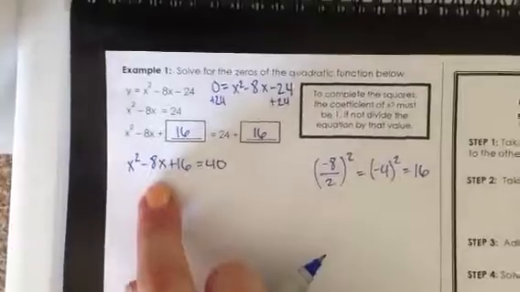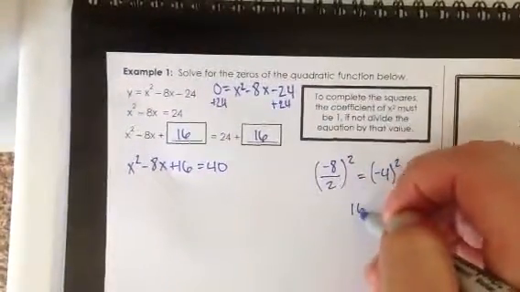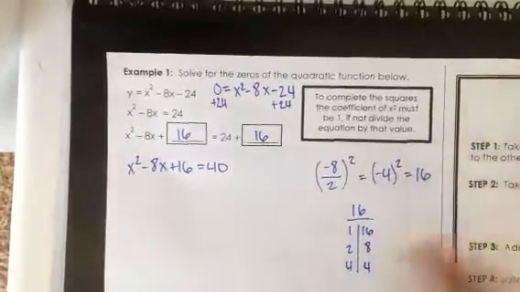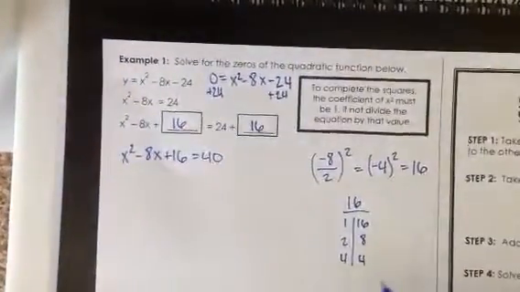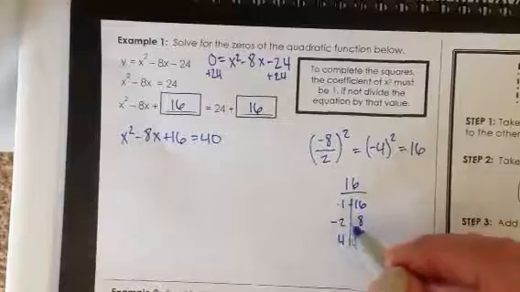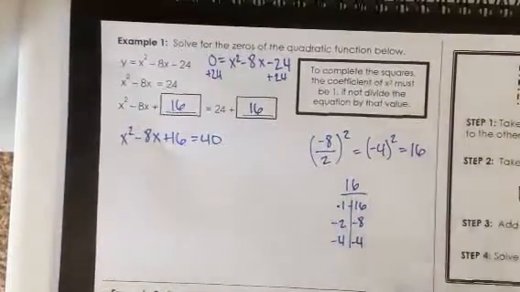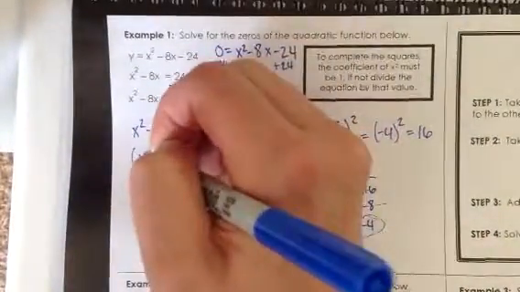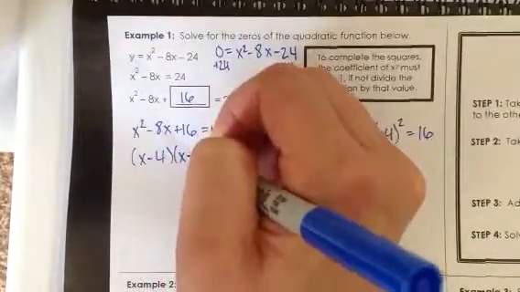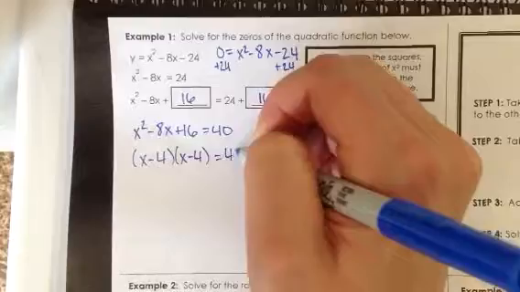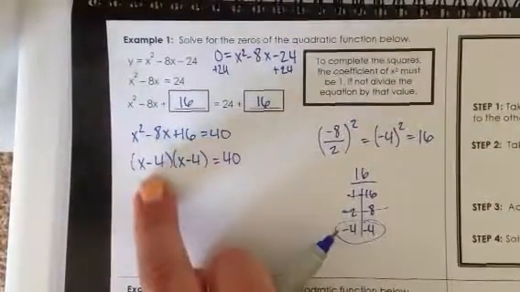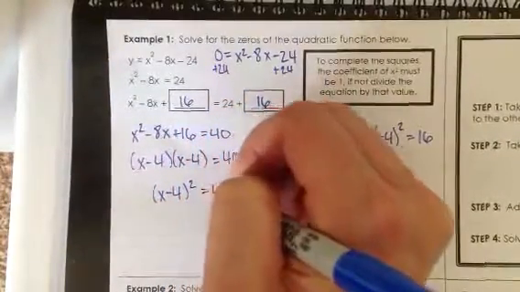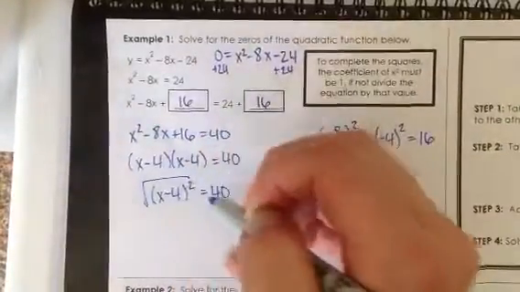I can now go ahead and I can factor this side. Well, I list my factors of 16: 1 and 16, 2 and 8, 4 and 4. And they need to add up to negative 8. Well, that means that they're going to have to be negative numbers. And the pair that adds up to negative 8 are my negative 4 and negative 4. So I can rewrite this as x minus 4 times x minus 4 equals 40. Since those are the same terms, that's the same binomial, I can write it as x minus 4 squared equals 40. Now I can take the square root of both sides.